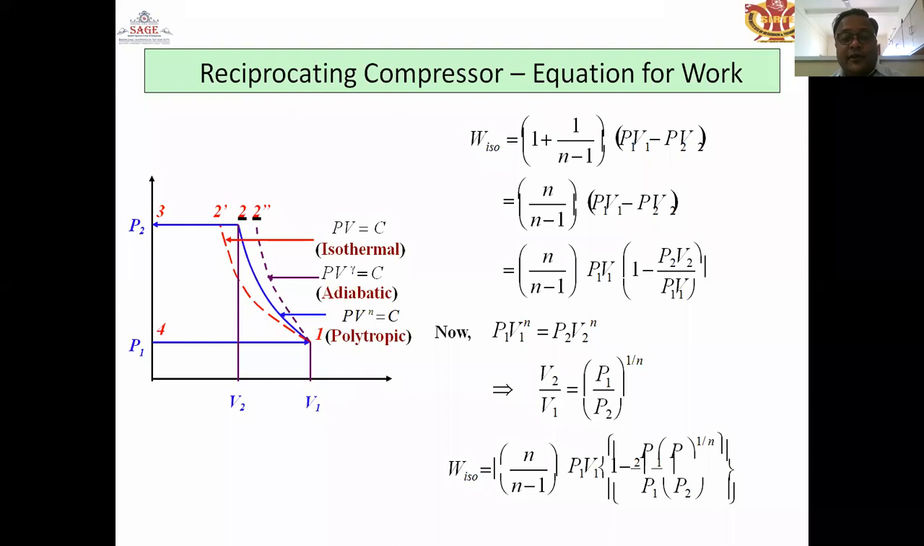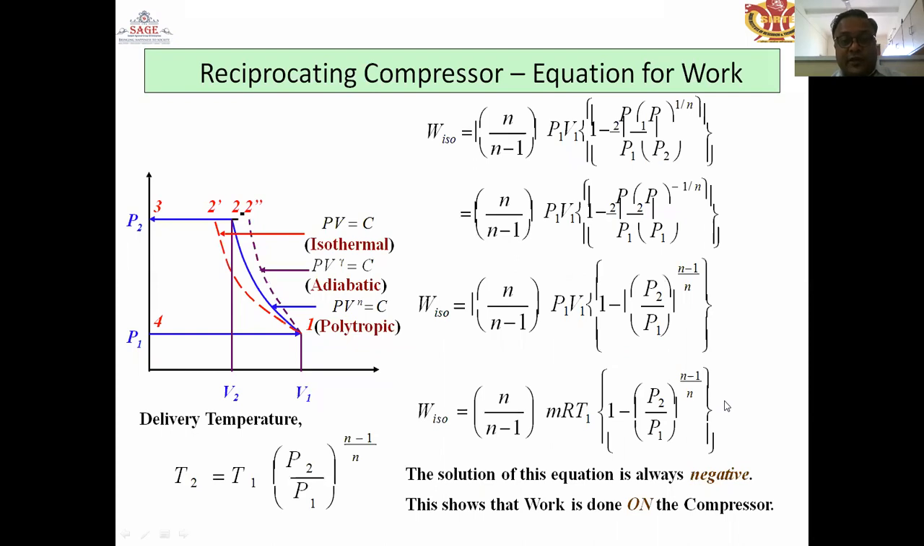So the work done, computed in the previous slide, is n upon n minus 1 P1 V1 into the bracket of 1 minus P2 V2 upon P1 V1. And we know that PV to the power n is equal to C. That means P1 V1 power n is equal to P2 V2 power n, and V2 by V1 is equal to P1 by P2 power 1 upon n. That's why the work done is equal to n upon n minus 1 P1 V1 times 1 minus P2 by P1 in bracket, P1 by P2 to the power of 1 upon n.